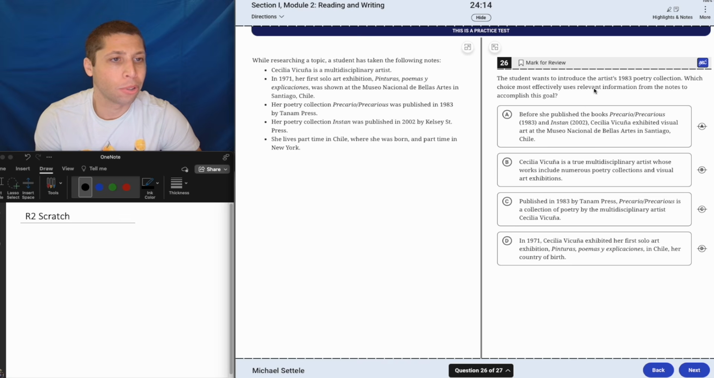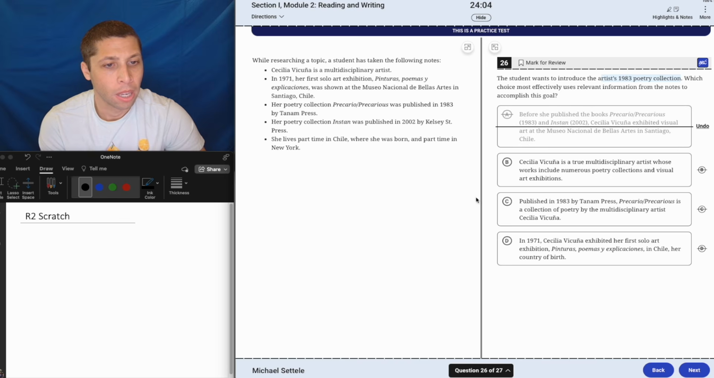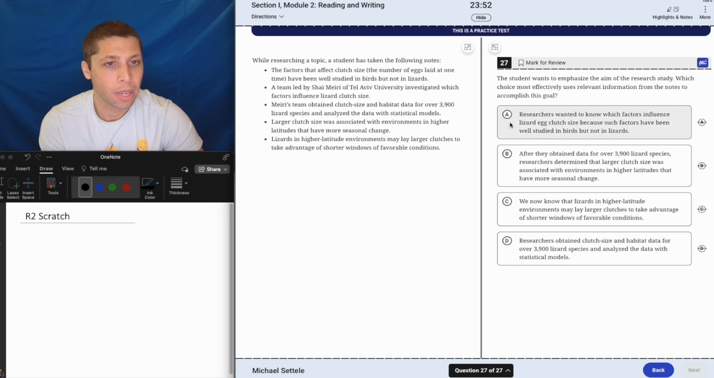The student wants to introduce the artist's poetry collection. Okay. Before she published the books, she exhibited these things. Well, it's not introducing it, really. Is a true interdisciplinary artist whose works include, okay, not introducing it. Published in 1983 by this thing as a collection of poetry, yeah. In 1971, exhibited her first solo art. No. These are so easy.